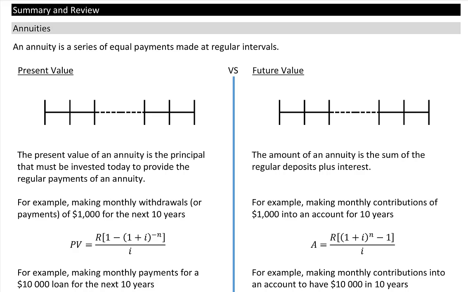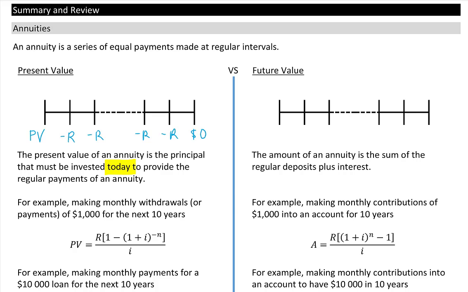Recall that present value means we start with a sum of money, and after each regular payment, we reduce that sum of money until we get down to zero. The present value of an annuity is the principal that must be invested today to provide regular payments of an annuity. For example, making monthly withdrawals or payments of $1,000 for the next 10 years.